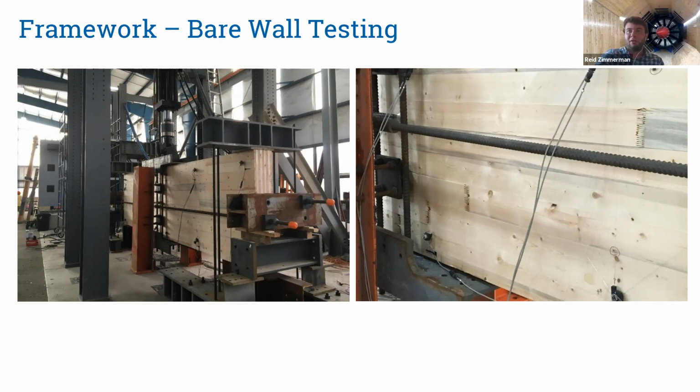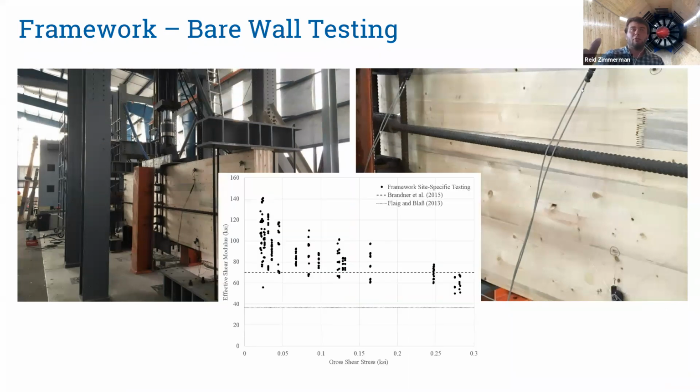We took the panel to failure also. So ultimately what that boiled down to was a representation of what the shear stiffness is versus shear stress. And then we were able to compare that against some of the closed form solutions which exist in literature at the time to estimate that. And this is one of those inputs that Katie was talking about that feeds into the analysis model.